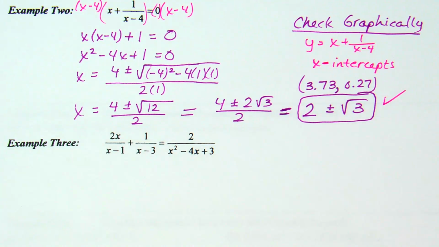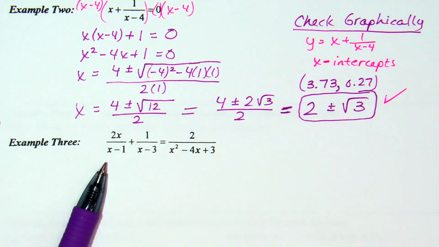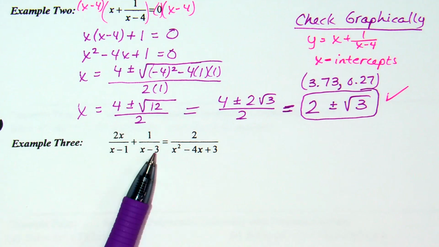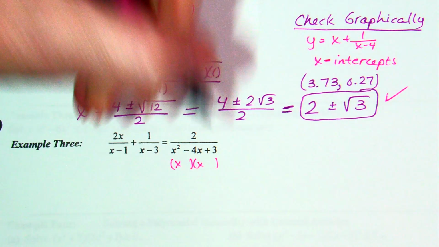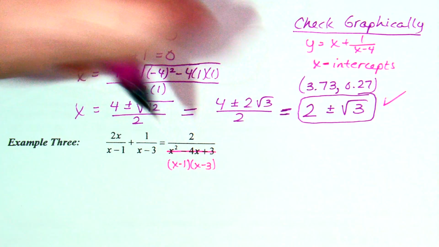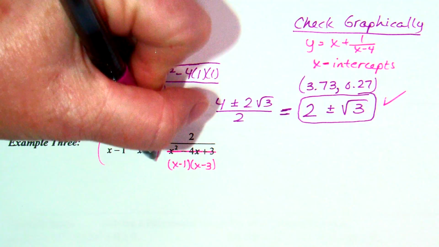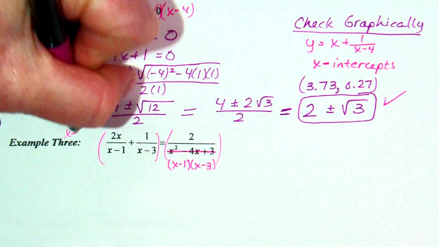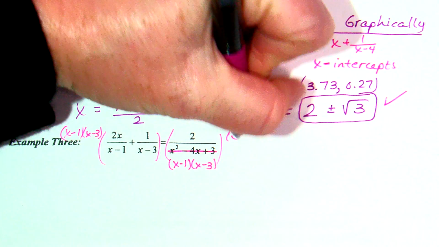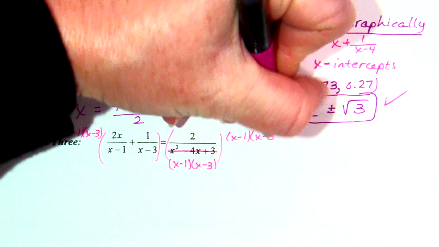We got more denominators happening here, yes? I get a denominator of x minus 1, denominator of x minus 3. Take a peek: x squared minus 4x plus 3 happens to factor into x minus 1 and x minus 3. When you go to multiply and get rid of fractions, what's my common denominator? Those two pieces, x minus 1, x minus 3. So what do we multiply both sides by? x minus 1, x minus 3.